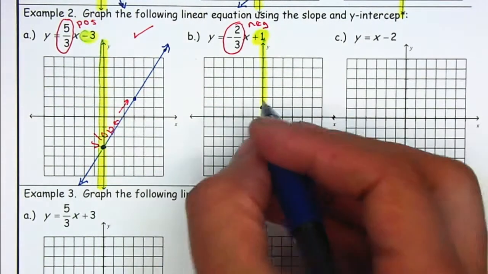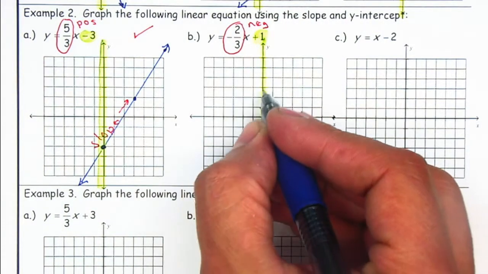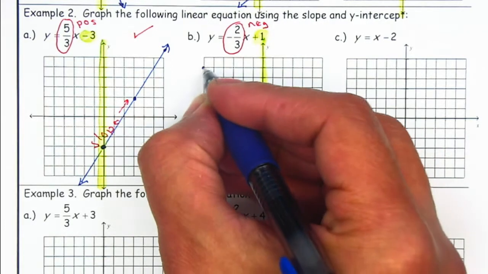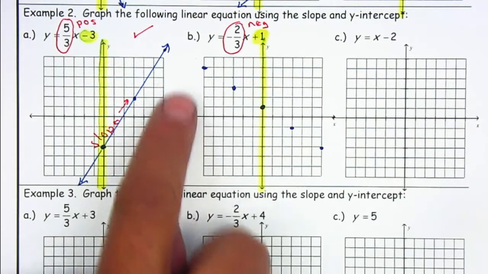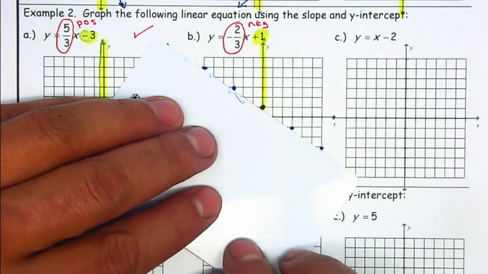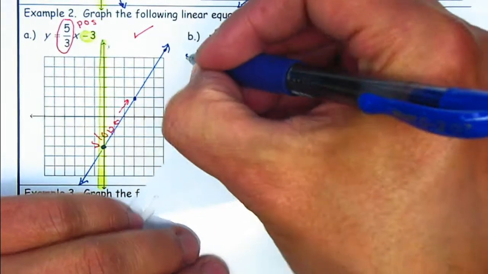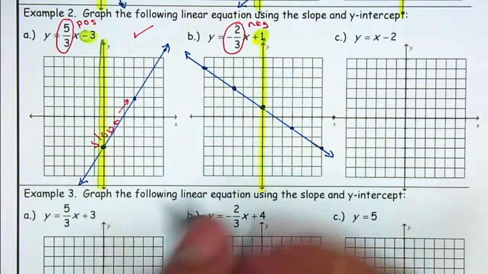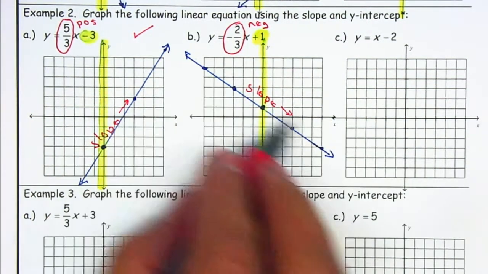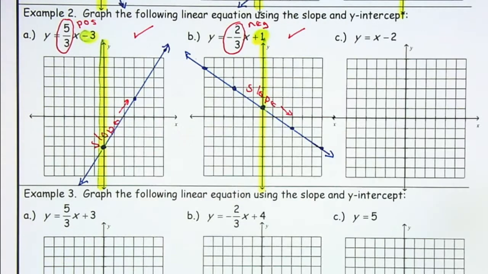Or I can do the opposite. Instead of down and to the right, it will be up and to the left. 1, 2, 1, 2, 3. And I want you guys to make all the points necessary to form a full line. Once I'm done, I'm going to go and write the word slope. If you notice, the slope of the line is negative and the slope of the equation is negative, so it matches.